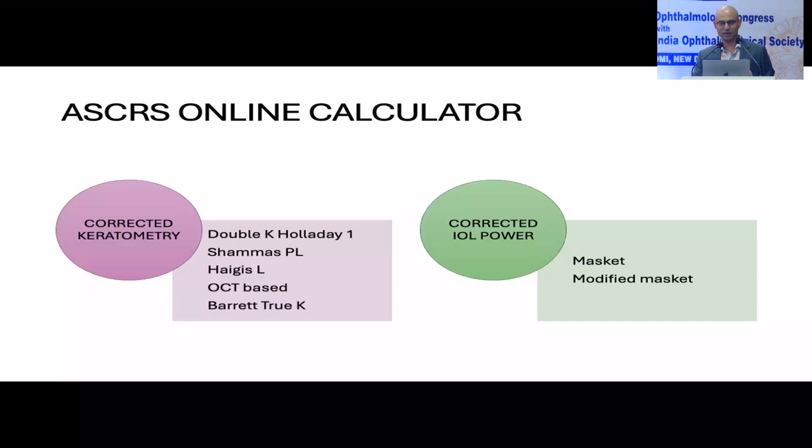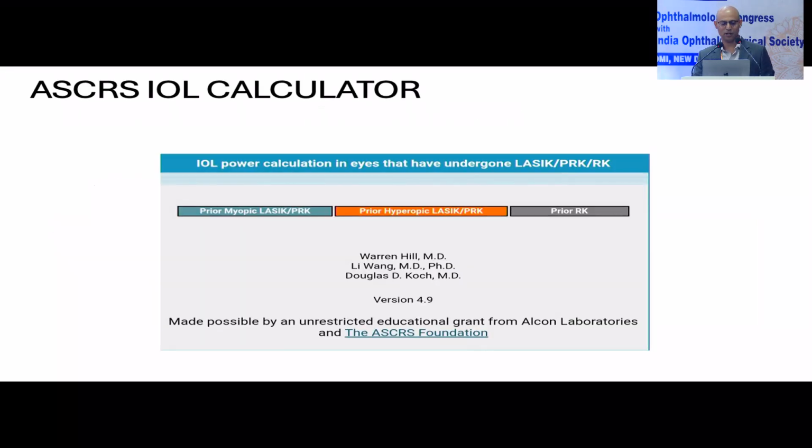So we have this ASCRS online calculator, iolcalc.org, and that really makes our job easier. It uses various formulas, as has been mentioned here. If you go to the website, you have 3 tabs: prior myopic LASIK or PRK, prior hyperopic LASIK or PRK, and post RK. Depending on your case, you select the tab, and you input the data from all your different machines that you may have: Pentacam, optical biometry, manual keratometry, etc., and whatever clinical history you have. Based on the inputs you have given, whichever formulas are applicable in this website, it will give you the output.